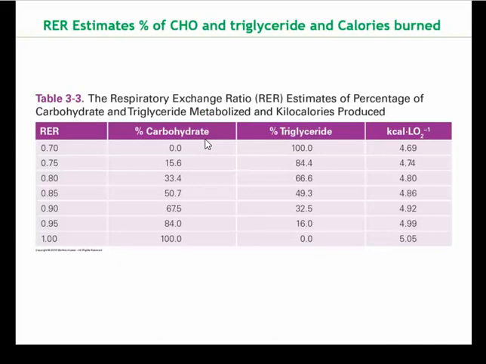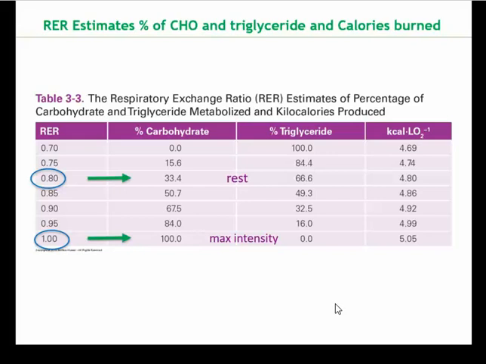So here is a chart that looks at RER estimates of percentage of carbs and fats metabolized and the calories produced. What I mainly want you to look at here is the 0.8, which we know is rest. So 33% carbs, 63% fat, that's rest. When the body's at rest, that's the RER. And then the other number I'm concerned with you knowing is maximal intensity: 100% carbohydrates, 0% fats, and that RER is 1.